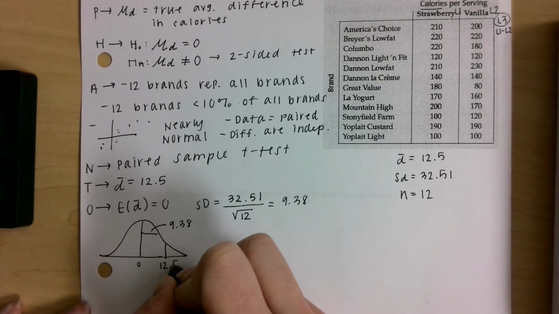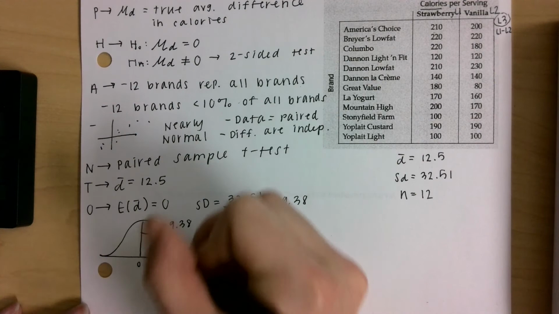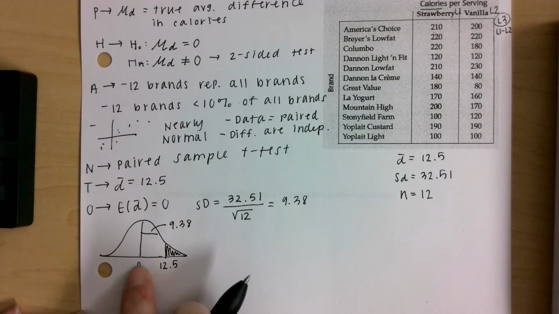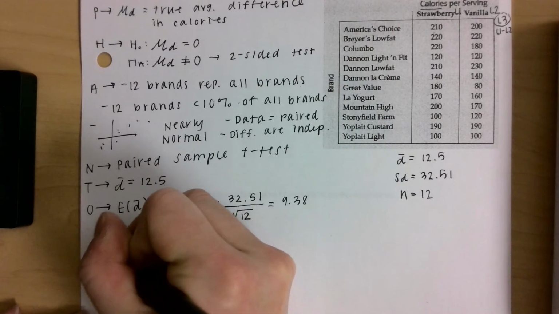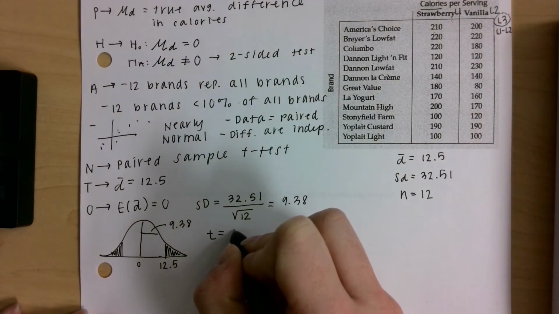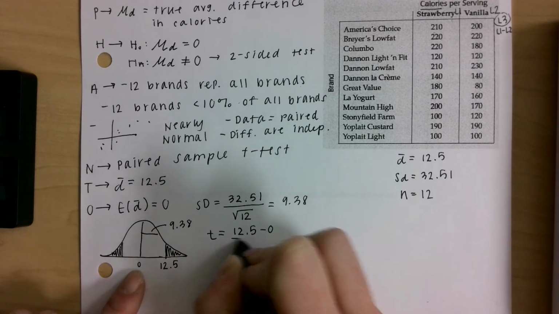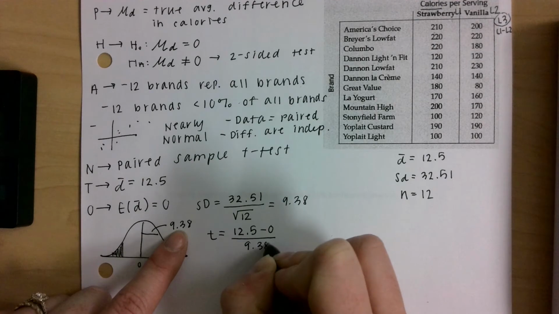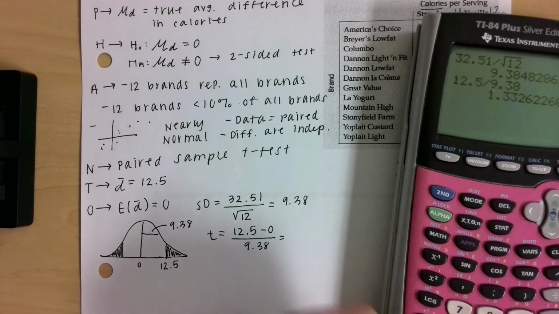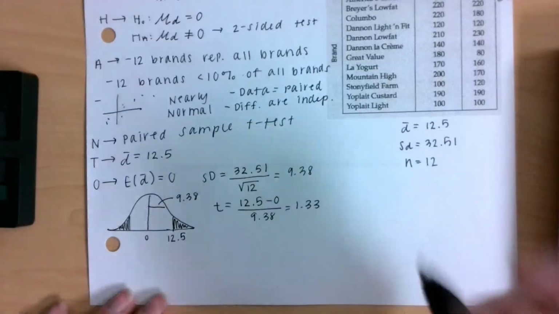I need to drop down my test statistic, which was at 12.5. Because this was a two-sided test, we're going to have this shading over here on the right, but then equal distance away from my mean, I'm also going to have a shaded area on the left. We will still start with finding our t-score, so I'm taking my sample mean, the 12.5, subtracting 0, and dividing by my standard deviation. I got a t of 1.33.